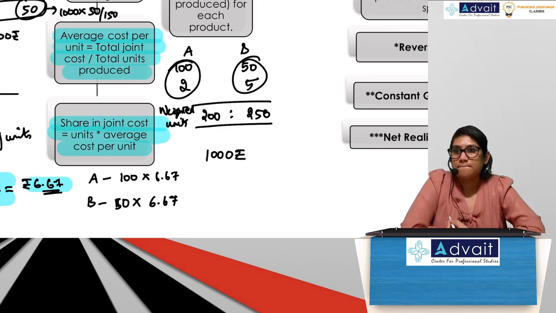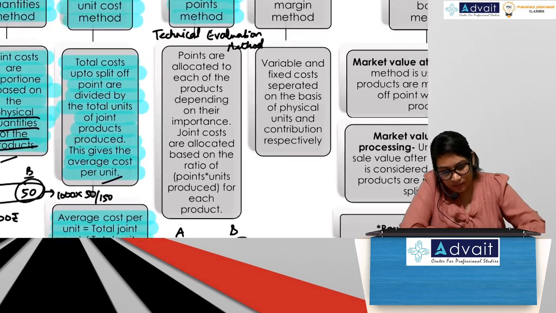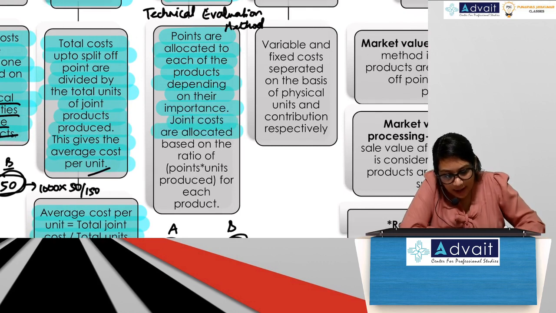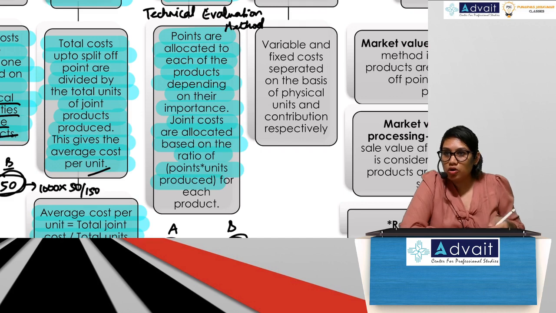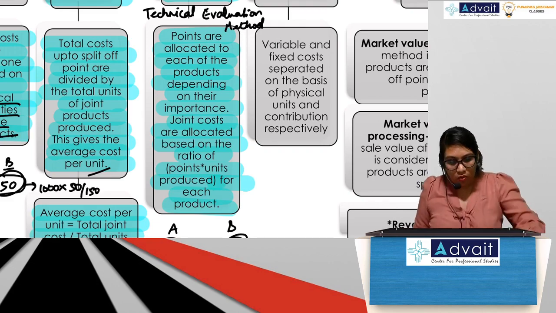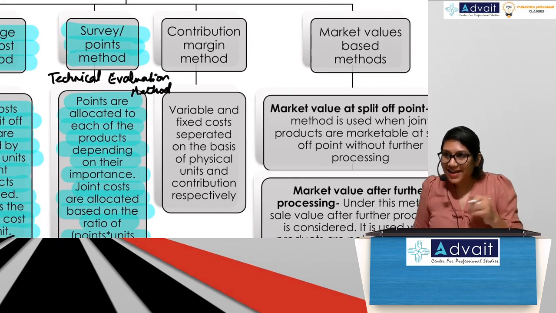Guys, okay? So that's what I've given here. See, points are allocated to each of the products depending on their importance. Joint costs are allocated based on the ratio of the points into units produced. That's what we did: 200, 250 for each product. That's all. Guys, simple. Now, next method.